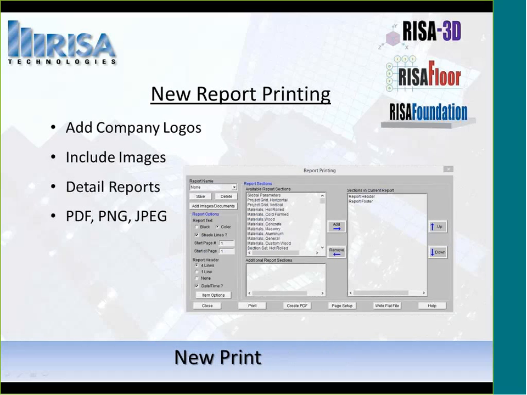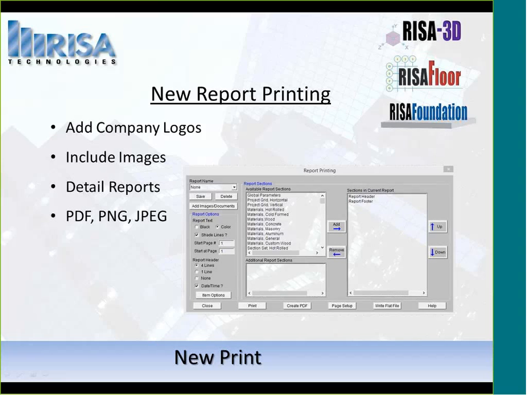The next one I want to show you is for all three programs: RISA 3D, RISAFloor, and RISAFoundation. We improved the report printing in every program. You'll see that we added a lot of new features, including adding the company logo, so you can put your logo on the top left corner of the report. You can include images, any type of image you want, be it from something within the program. I'll show you how to collect those images inside of the program. There's going to be a little camera symbol, and we're going to be able to collect all the images you might want to see, as well as detail reports.